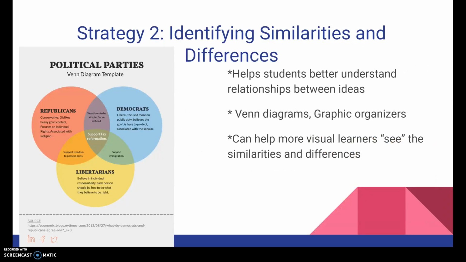The second strategy is identifying similarities and differences, and this is used to help students better understand relationships and ideas. In social studies and civics in particular, we talk a lot of government and different types of political parties. You can see here the Venn diagram I have up is a great way to look at what political parties believe, that only one of them believes, that more of them believe, and then what they all believe. It's a great way for these sort of visual learners to physically see the differences rather than just trying to extract it from the written information.